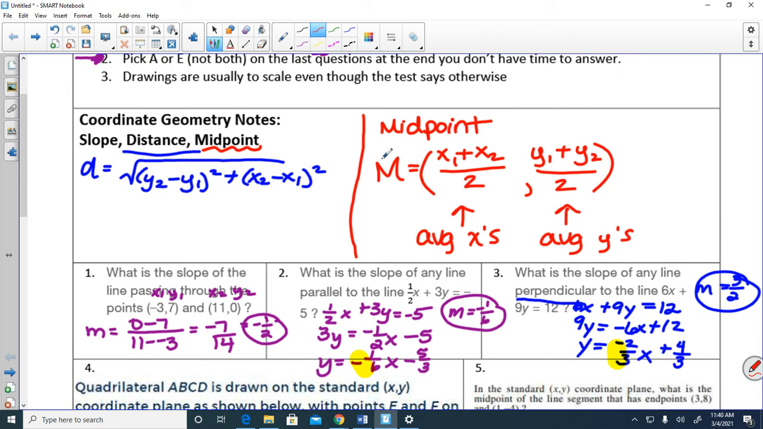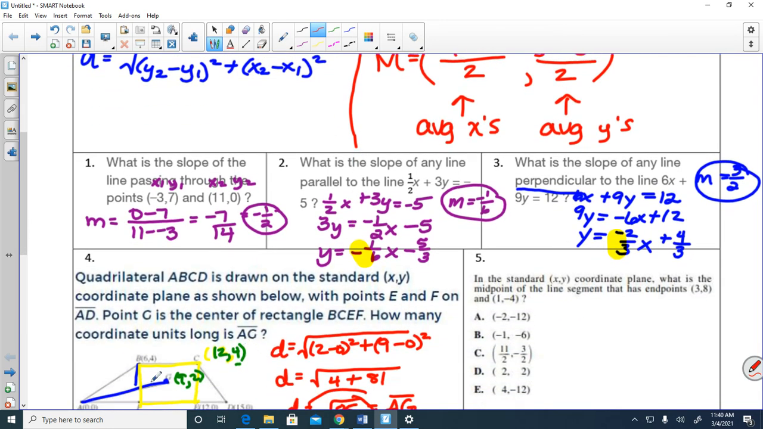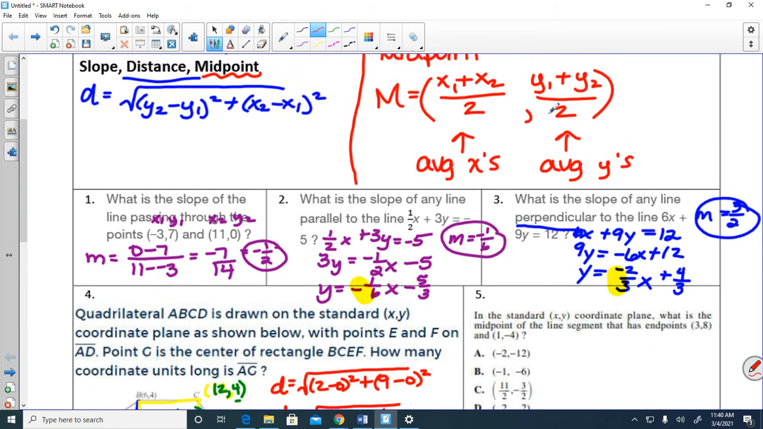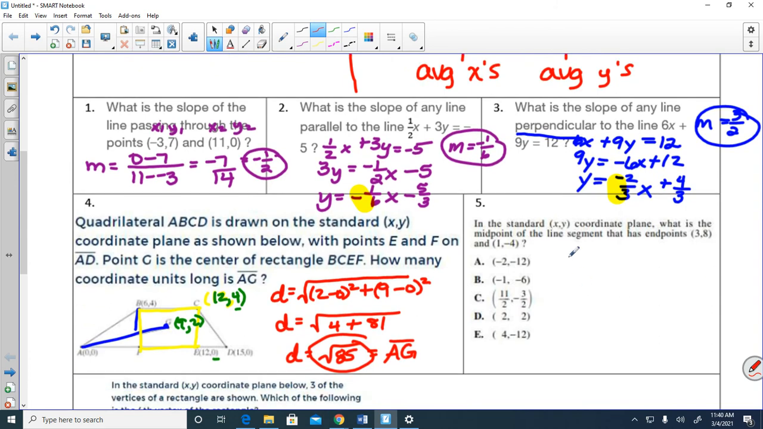And that's also what we did to find G. We found the x midpoint and the y midpoint. That gave us G because it was in the center. So grab that, and then let's look at this question right here. In the standard coordinate plane, what is the midpoint of the line segment that has endpoints 3, 8, and 1, negative 4? So if you like to think graphically, I can kind of sketch this. 3, 8 would be a point in the first quadrant, 3 up 8. 1, negative 4 would be here about.